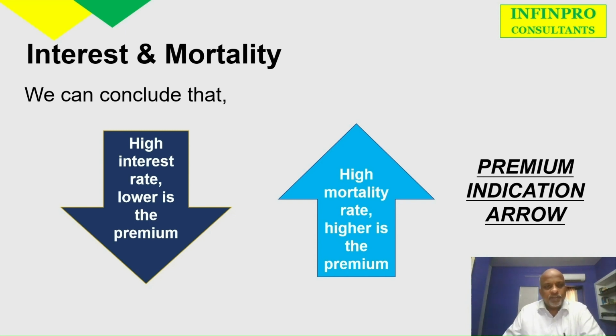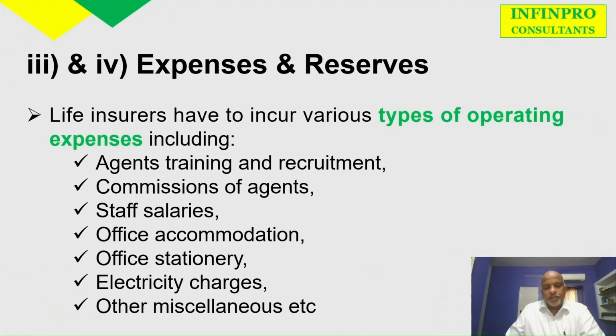That's one of the reasons why the lower the age, the lower is the premium, because the mortality rate is going to be lower, whereas the higher the age, the higher is going to be the premium, because the mortality rate will be higher at a higher age, right? So moving forward, let's understand expenses and reserves.